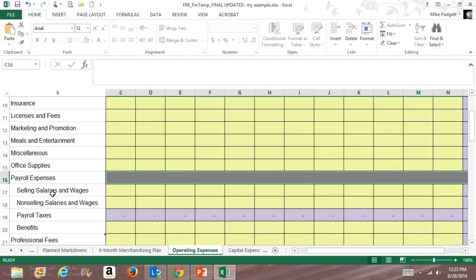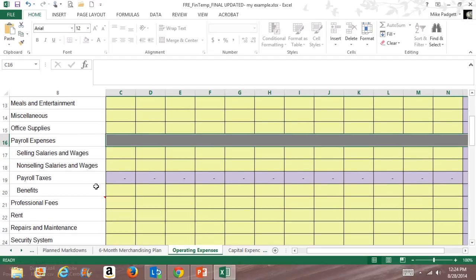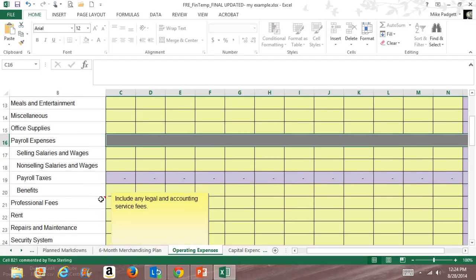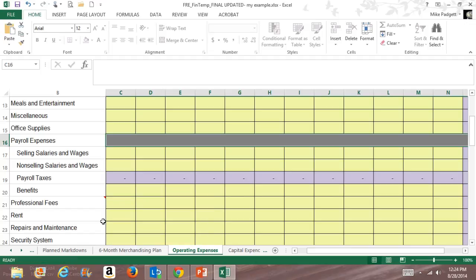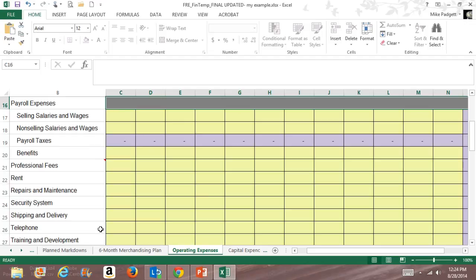So then you'll put in selling salaries and wages for employees and then non-selling salaries and wages. So non-selling salaries and wages would be, say, management or someone who keeps your books, those different things. Any benefits you offer would need to go here. So professional would be any legal and accounting services that you would have. Rent, repairs and maintenance. And all these you can just try to find estimates online of what they would cost.